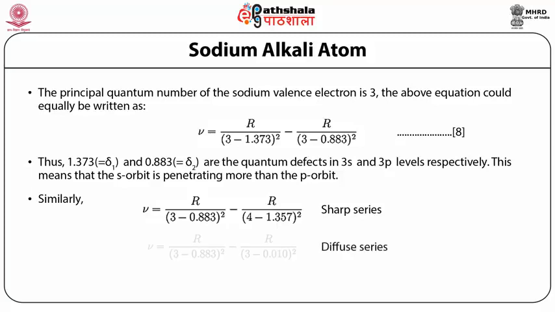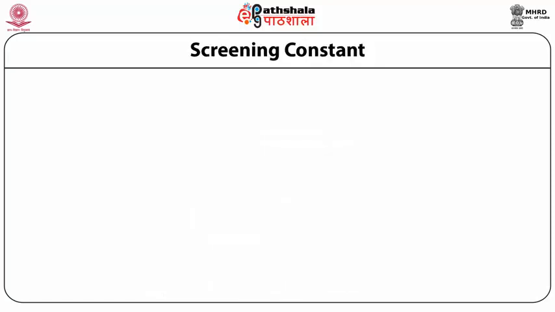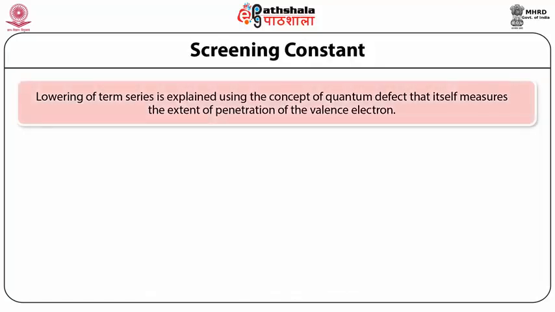and for the diffuse series, nu is equal to R upon (3 minus 0.883) square minus R upon (3 minus 0.010) square, and for the fundamental series, nu is equal to R upon (3 minus 0.010) square minus R upon (4 minus 0.001) square. Screening constant. Lowering of the term series is explained using the concept of quantum defect, which itself measures the extent of penetration of the valence electron.